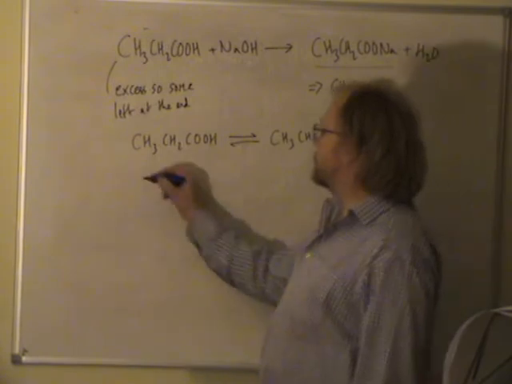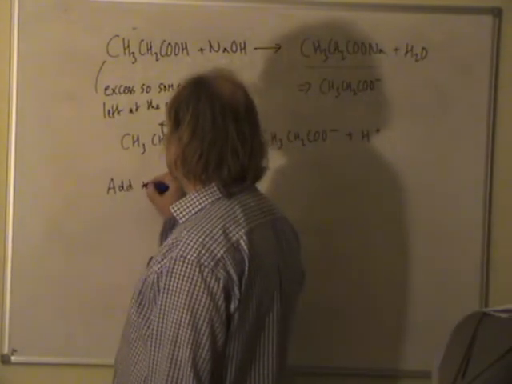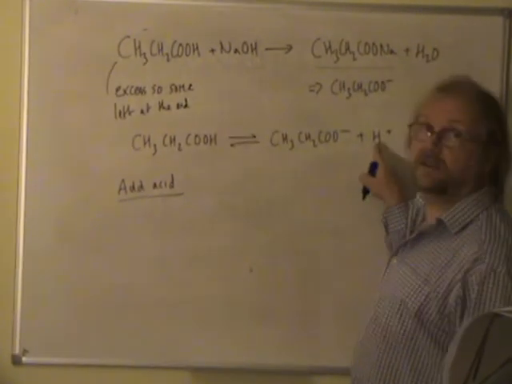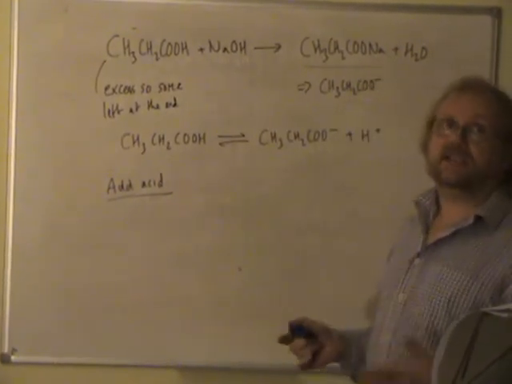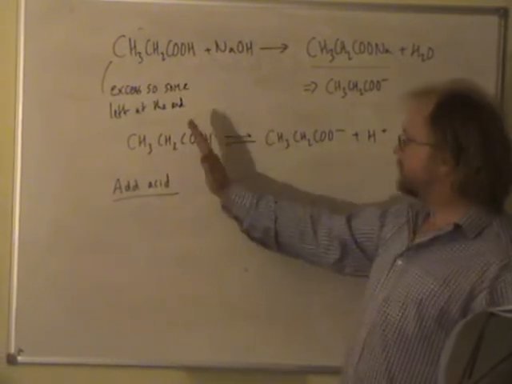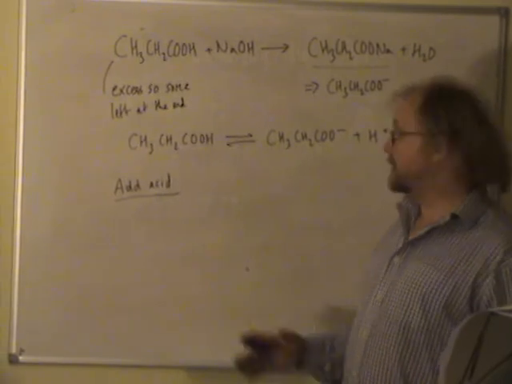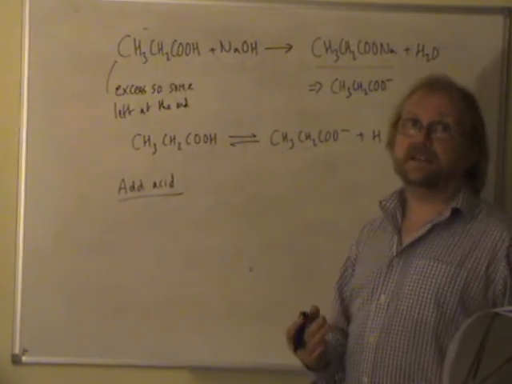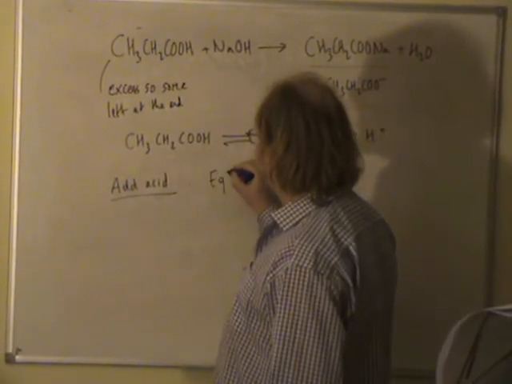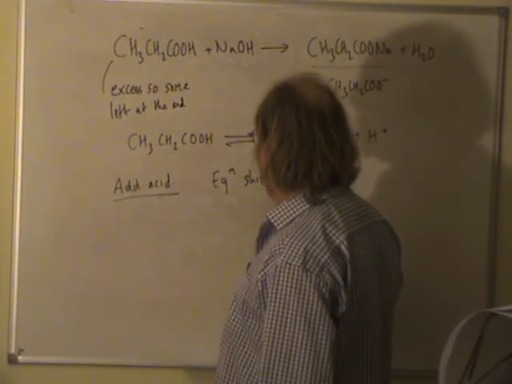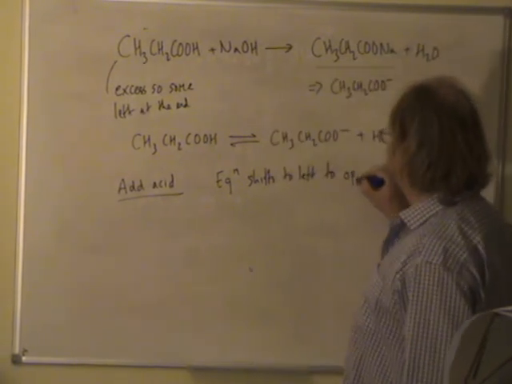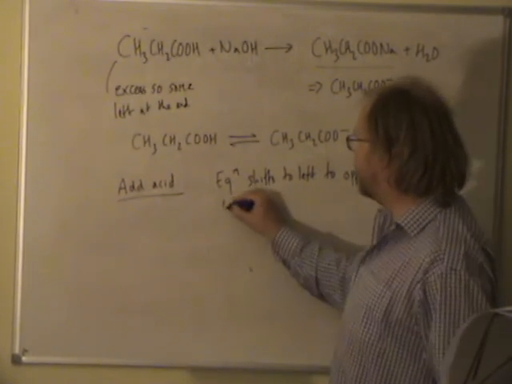So if we add acid, what's going to happen? Well, the H plus concentration will increase, but Le Chatelier tells you that the equilibrium will respond to that by shifting to the left to oppose the change and use up most of the acid that was added. So you need to do the Le Chatelier thing and say that the equilibrium shifts to the left to oppose an increase in H plus.